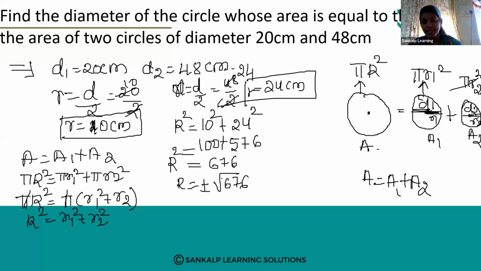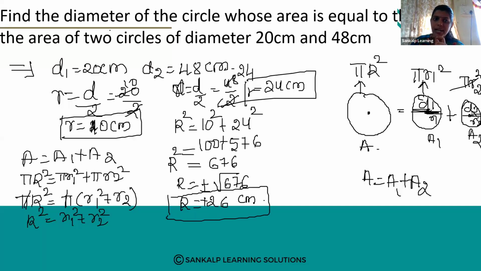So 676 is a perfect square number. So which number in a square is it? R is equal to 26. Yes. Plus or minus, we consider only the positive value. Therefore, radius cannot be negative. We consider only the positive value, plus 26 centimeter. Yes. So this is the radius of the circle.